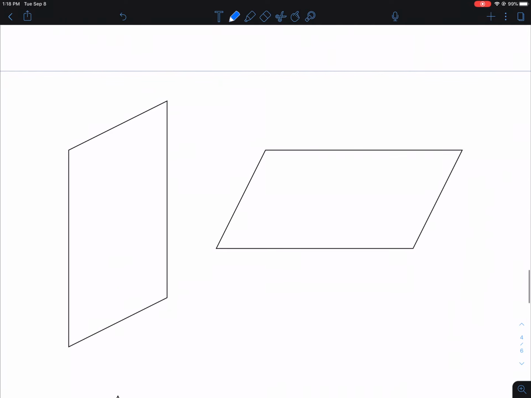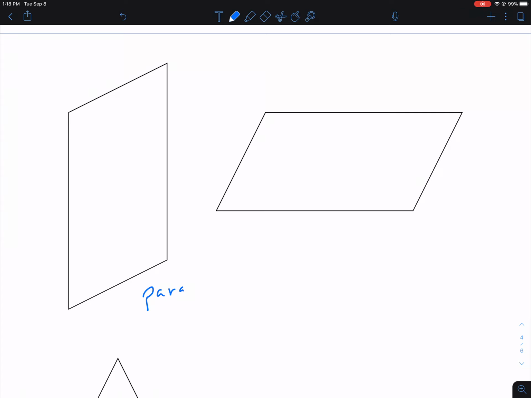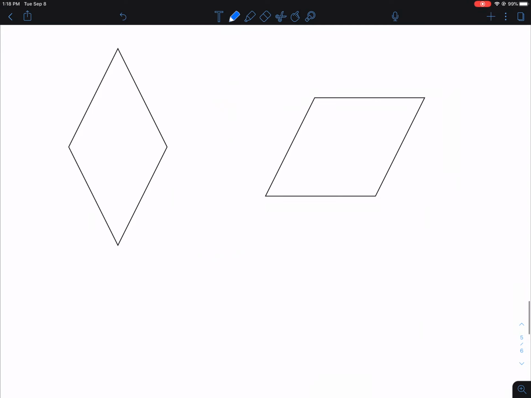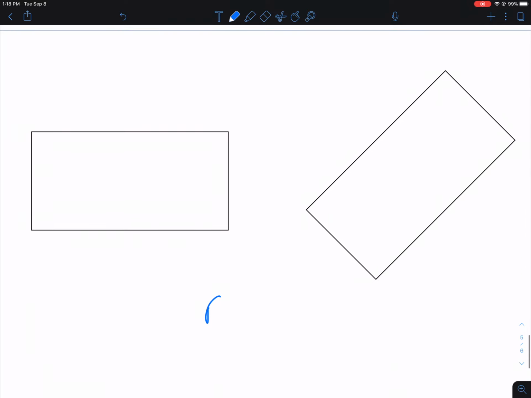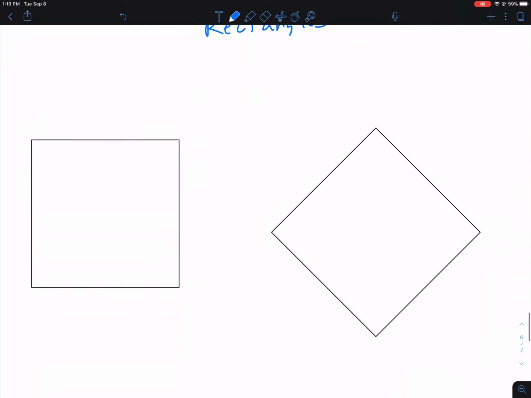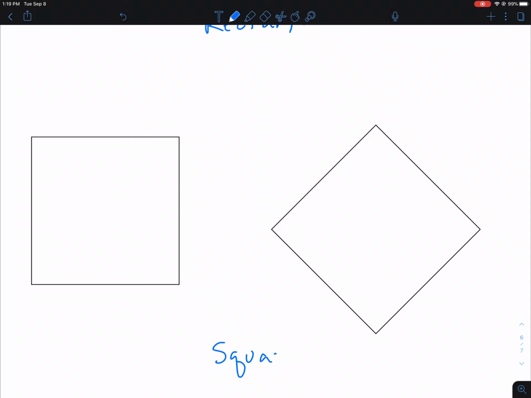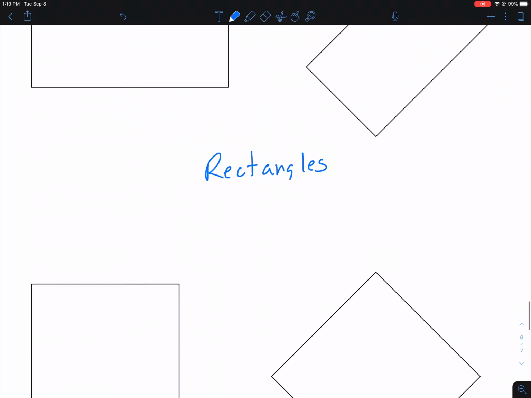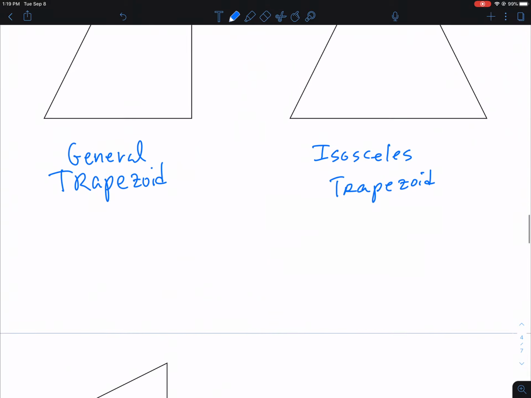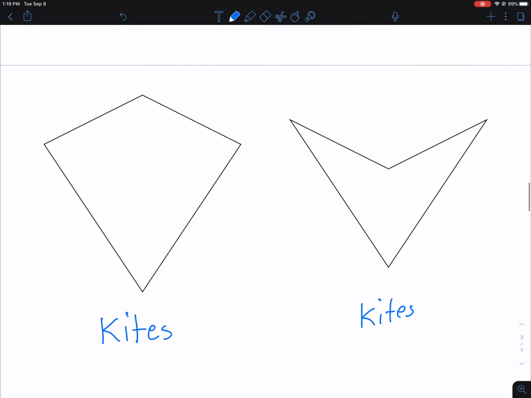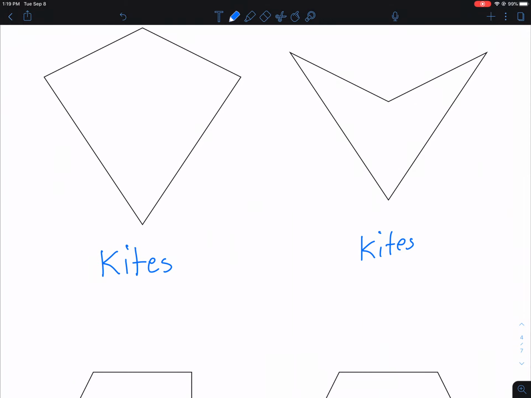The next two are parallelograms. And then the next two are rhombuses. And then, of course, rectangles. And then finally, squares. So that's every kind. Again, in class, I would have had them all cut out, and then you guys would have probably put them up on the board or something like that and tried to decide what was what.